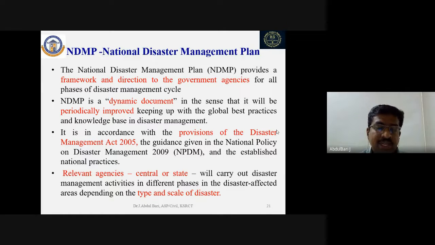Relevant agencies, either central agencies or state agencies, will be carrying out the disaster management activities in different phases in disaster-affected areas depending upon the type and the scale of the disasters. So the National Disaster Management Plan will be looking after all kinds of activities taken into account of the Disaster Management Act. The Disaster Management Act, as you can see, was formed in 2005 after the huge earthquake.